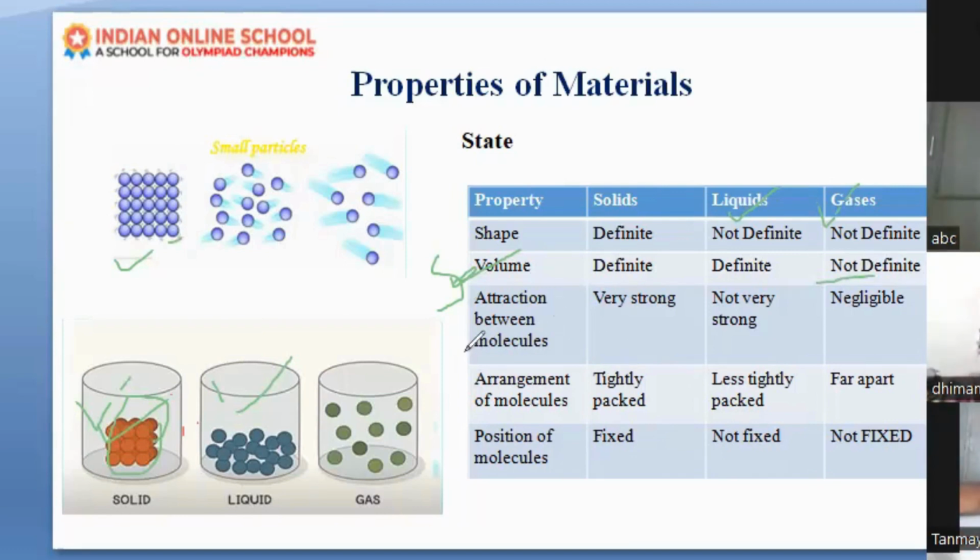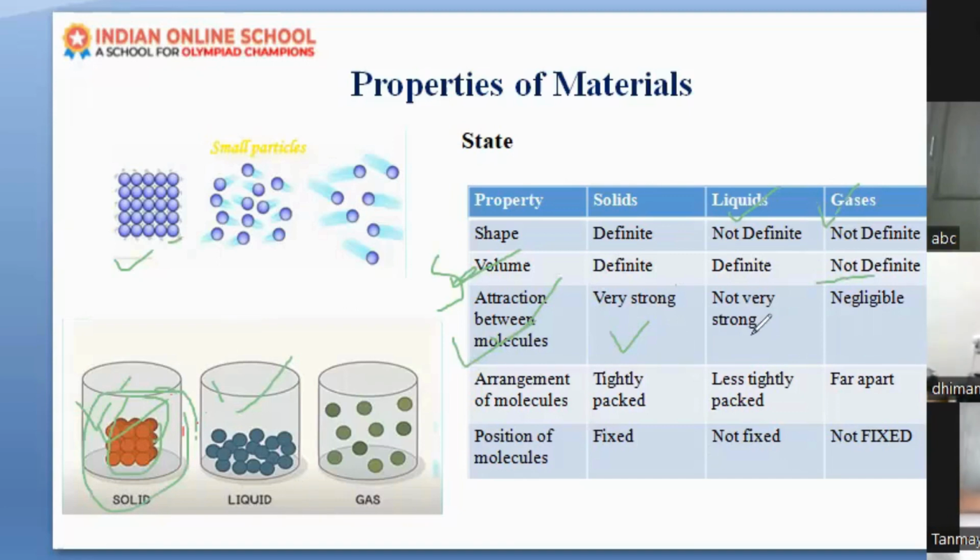Now let's talk about the third one, attraction between molecules. Now tell me one thing. If I ask 5 students to sit next to each other, touching each other, what will they do? They will bump and push each other. Why? Because they are sitting very close to each other. In the same way, the attraction between molecules in a solid is very strong because they are tightly packed and hitting each other. That is called attraction between molecules.